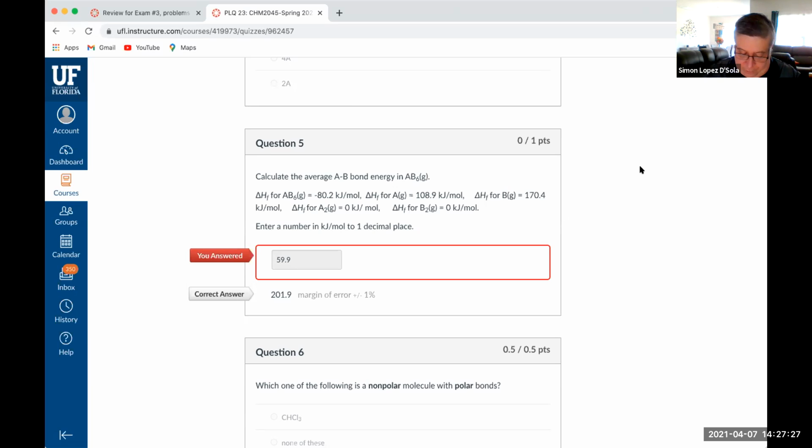So we have A2 forming 2A, and that is 0, and 2A will be 2 times 108.9, and we need to do the same for B2, which is 0, that forms 2B, and 2B will be 2 times 170.4. That is going to tell you on the bottom. Yes? And that is going to tell you the delta H of formation for A and the delta H of formation for B.